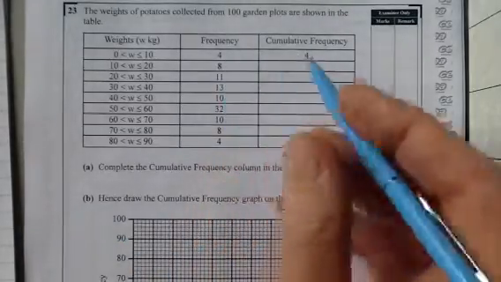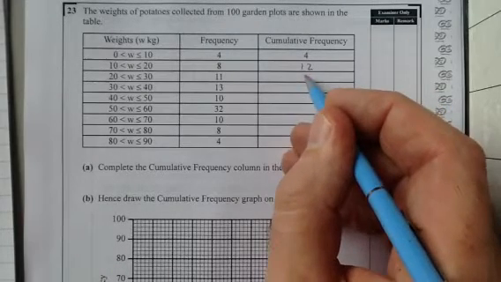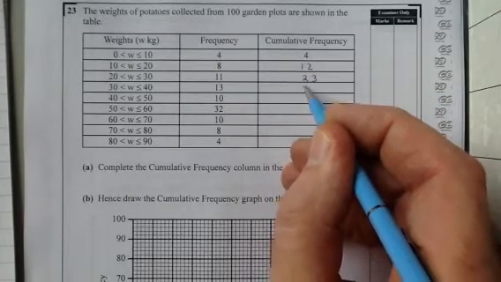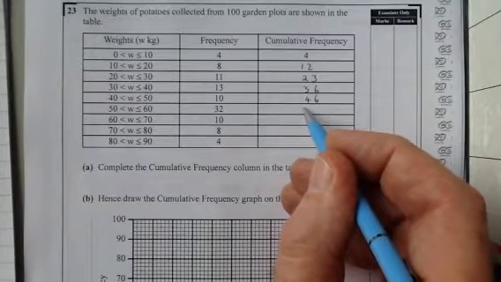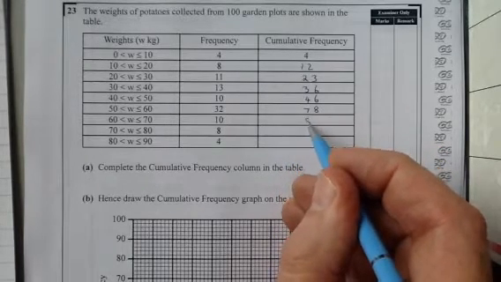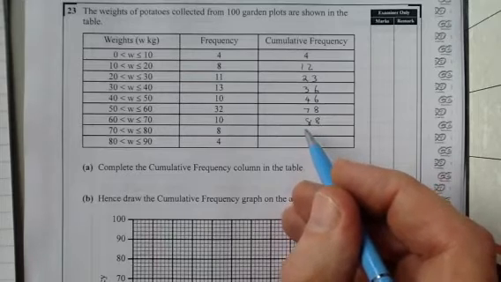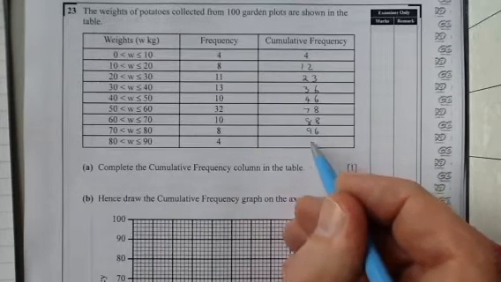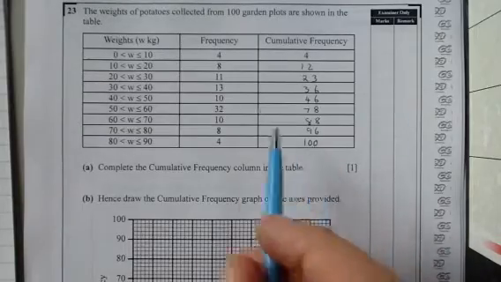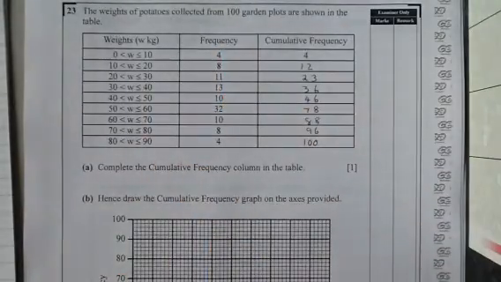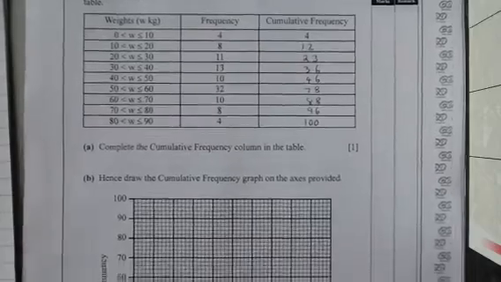So 4 plus 8 is 12, plus 11 is 23, plus 13 is 36, plus 10 is 46, plus 32 is 78, plus 10 is 88, plus 8 is 96, plus 4 is 100. Now there's a good check that you've done it correctly. This should be the same as the total, so we know there should be 100. So we're probably fairly confident we've got that right.